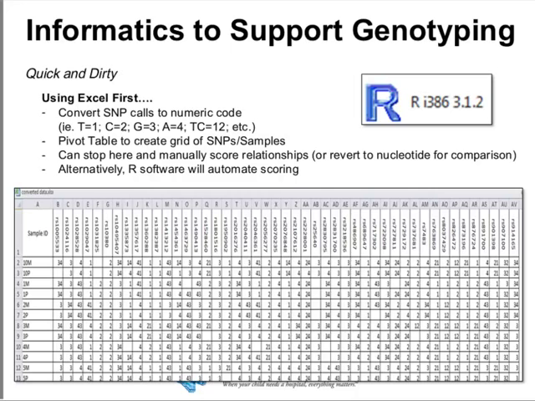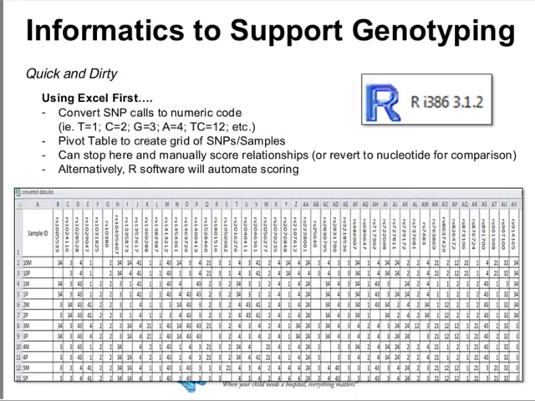Once it's in this numeric format, you can use the pivot table feature within Excel to very easily create this grid where all of your patient samples are across the rows, and all of the SNPs for those samples are across the columns. Once it's in this format, you can even stop here and basically just eyeball the relationships. You can see if the genotypes are similar or not. I personally would not do that. That would probably be very error-prone and hard on your eyes.